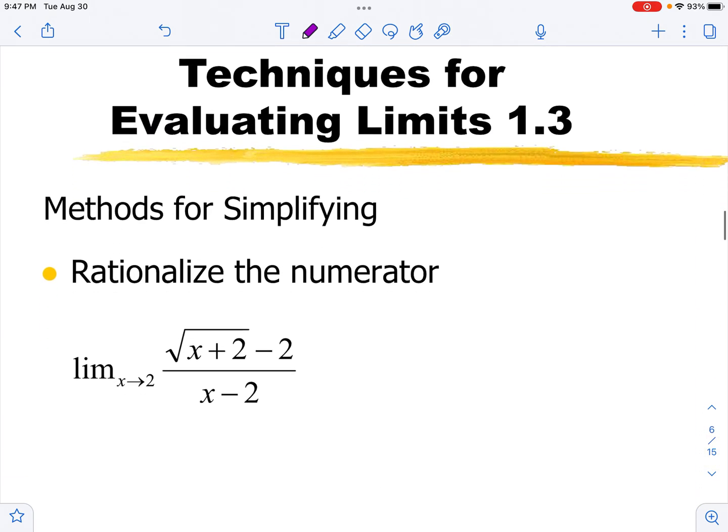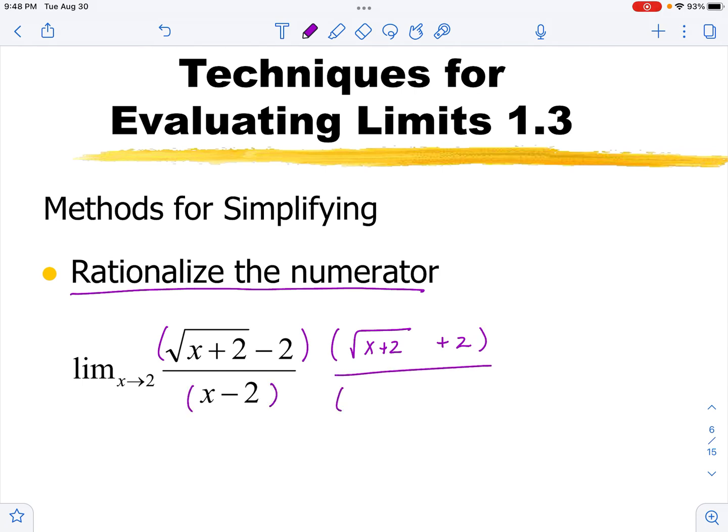So another technique is to rationalize the numerator. This is the opposite of everything that you've done in algebra. You always rationalize the denominator, but in calculus, usually you rationalize the numerator. So if we look at this, when we rationalize, we're going to multiply by the conjugate. So it's the conjugate of the top. So we're going to multiply by the square root of x plus 2 plus 2. Conjugate means the two pieces are the same, but the signs in the middle are different. Whatever you multiply on the top, you have to multiply by the same thing in the denominator.